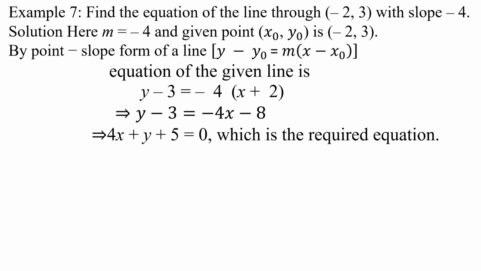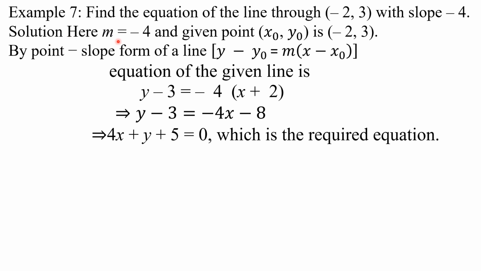Right. To understand this concept well, let us take an example. Find the equation of the line through the point, ordered pair, minus 2 comma 3 with slope minus 4. Understood this question, my children? What is given? Yes, a point on the line and the slope of the line are given. Yes or no, my children? Right. Now come to the solution part.